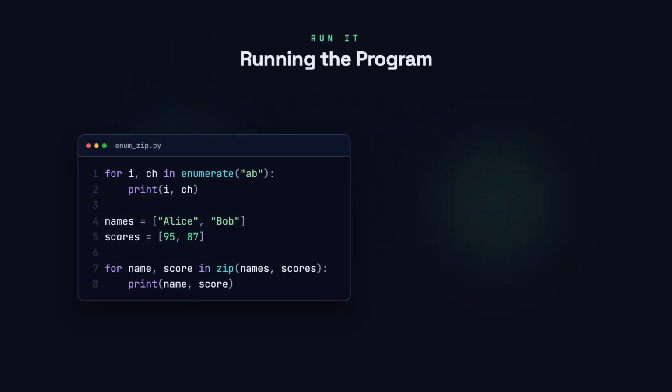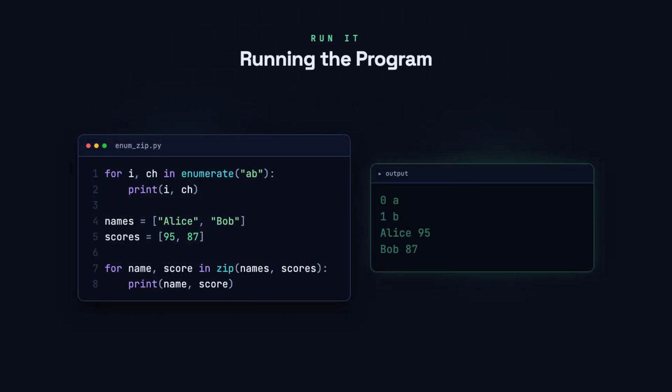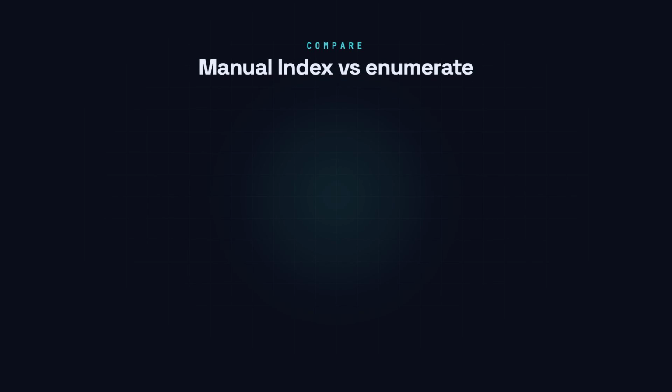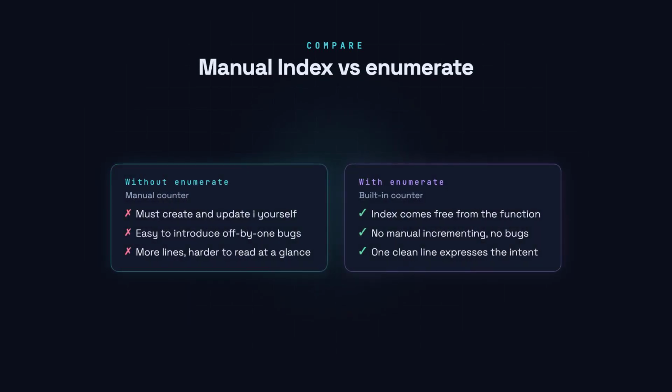Here is the exact output. Enumerate gave us 0 A and 1 B, and zip neatly paired Alice with 95 and Bob with 87, all without a single manual index variable. Without enumerate, you would write i equals 0 before the loop and add 1 to i each time. Enumerate eliminates that boilerplate entirely, making your code shorter and safer.